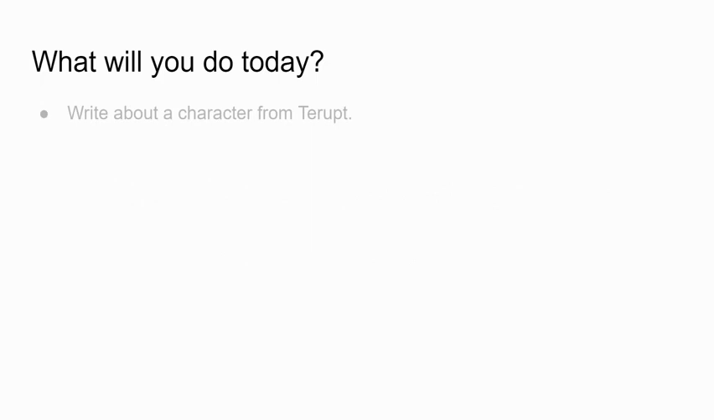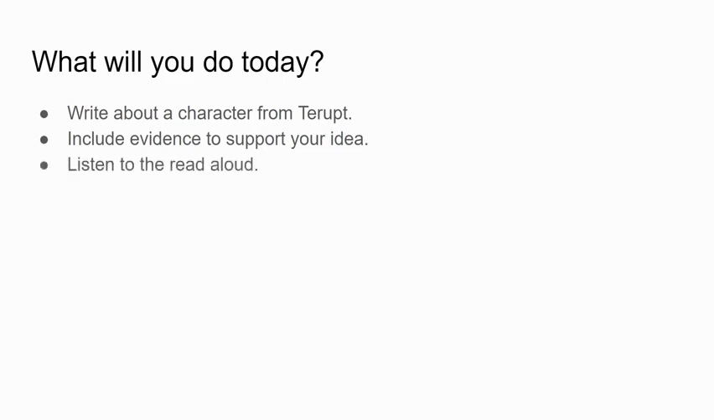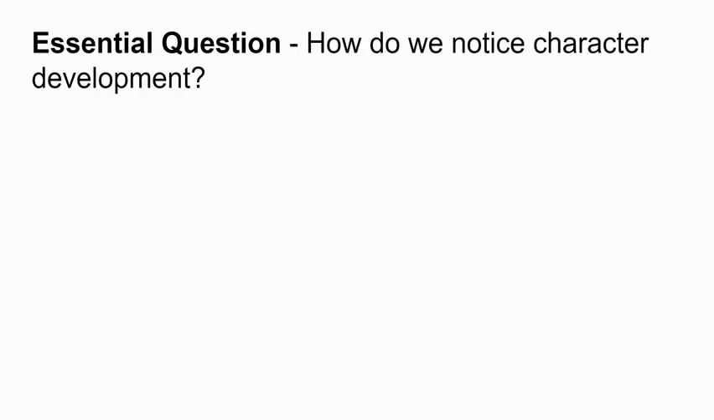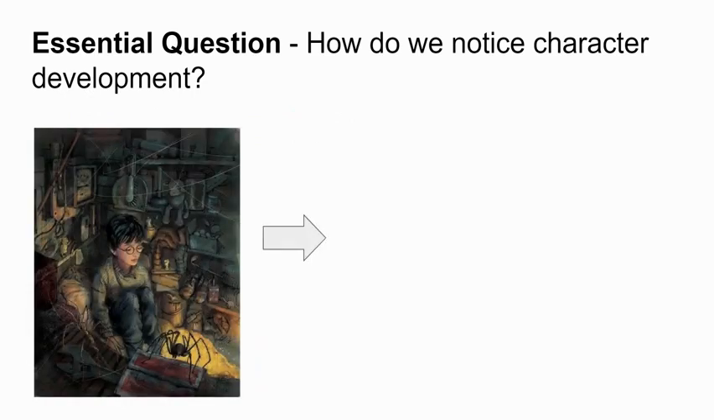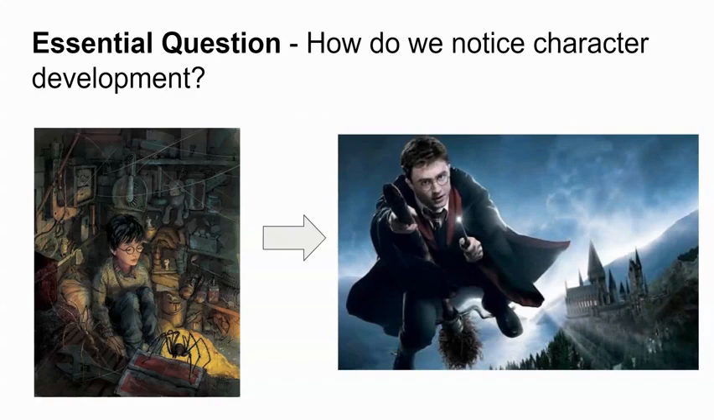What will you do today? You will write about one character from Because of Mr. Terupt. You will include evidence to support your idea. You will listen to the read aloud and you will log your minutes. The essential question today is, how do we notice character development? And we'll talk about basically looking for differences in the way they behave.